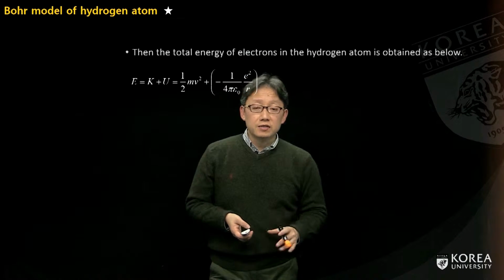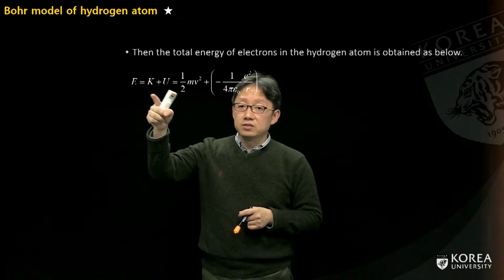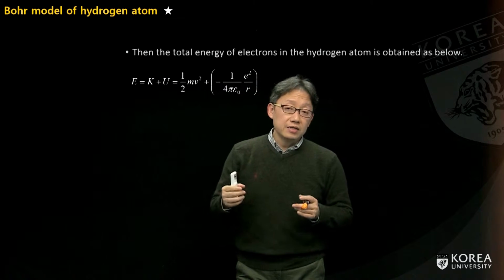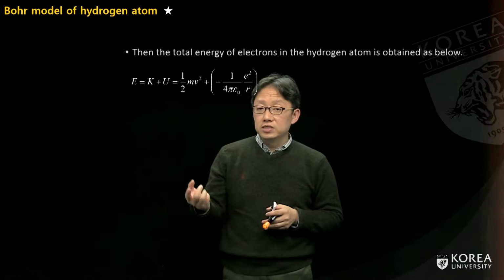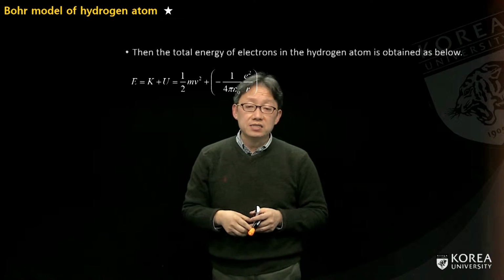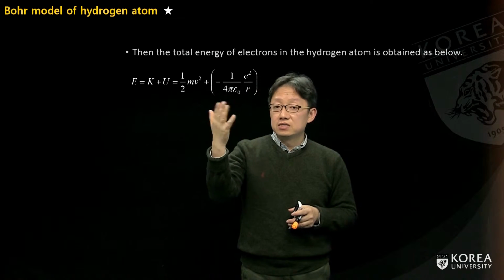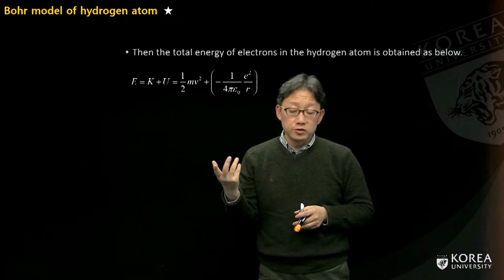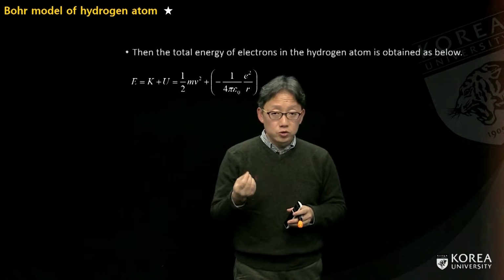We are not done yet. Finally, what we have to do is calculate the total energy. What is the total energy in this case? Of course, the total energy must be the kinetic energy plus the potential energy. The kinetic energy of the electron is, since the electron has a mass and velocity, half of the mass multiplied by the velocity squared. And the potential energy is simply the Coulomb energy, which is the energy between the electron and the proton.